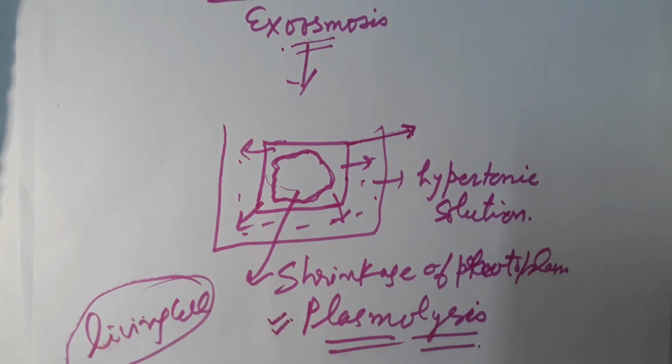It is an activity of the living cell. We cannot observe this plasmolysis in the dead cell. The dead cell only consists of the cell wall, but in osmosis and plasmolysis, what we are observing here is the activity of the living protoplasm which is present inside the cell. This is all about this video. I think the concept is very much clear to you all.